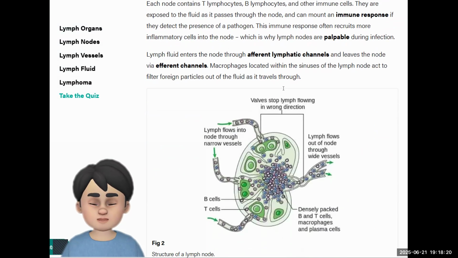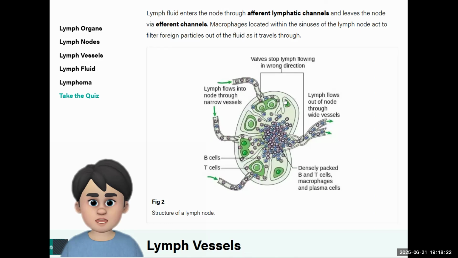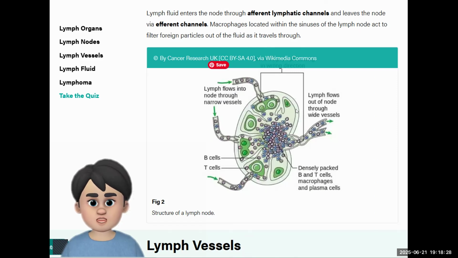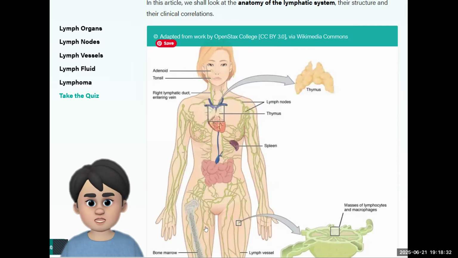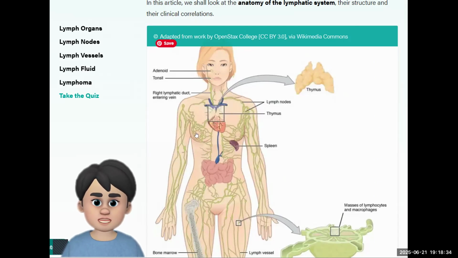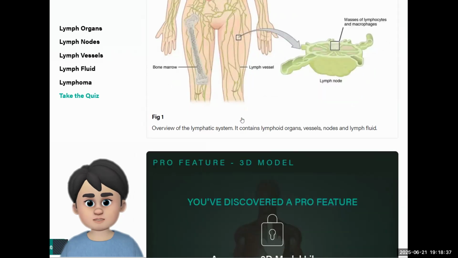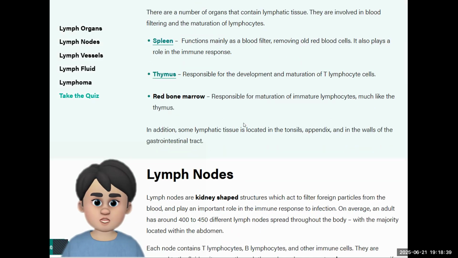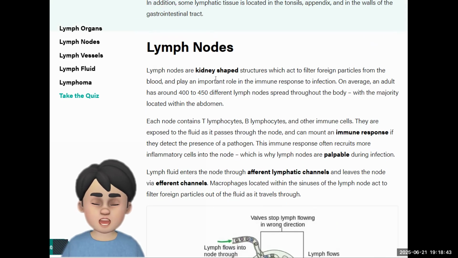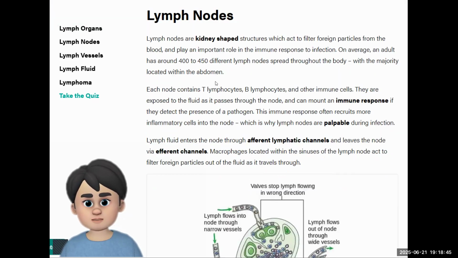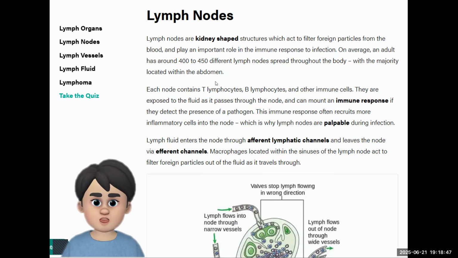So lymph node. Lymph node is in the syllabus. This is a much simplified one, but for the pre-medical program you don't have to know much about this. Lymph nodes are concentrated in many parts of the body. You get them in the neck, the groin area, and here, the axilla. They play a defense function. Lymph nodes are kidney-shaped structures which act to filter foreign particles.